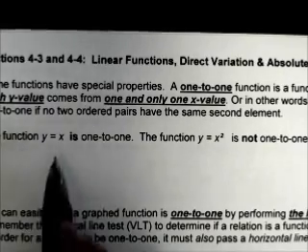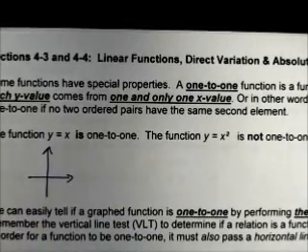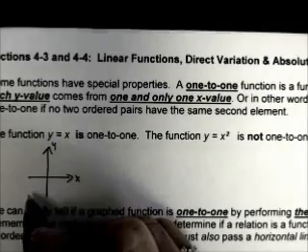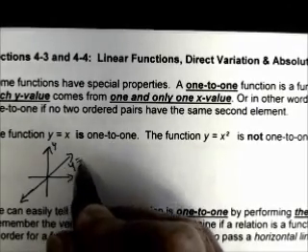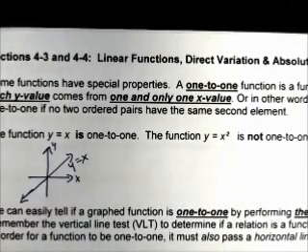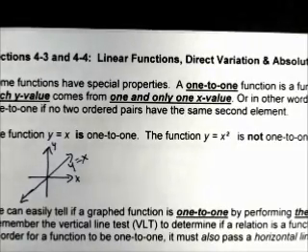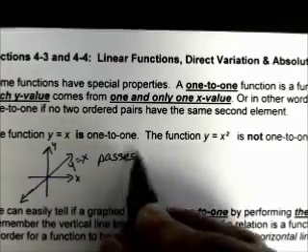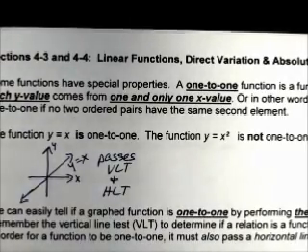Why? Well, if we just sketch a graph of y equals x, it is a line that bisects the first and third quadrants. So this is the graph of y equals x. We know it is a function, it passes the vertical line test, and it is one-to-one because it passes the horizontal line test. Passes VLT and HLT, so it's a one-to-one function.